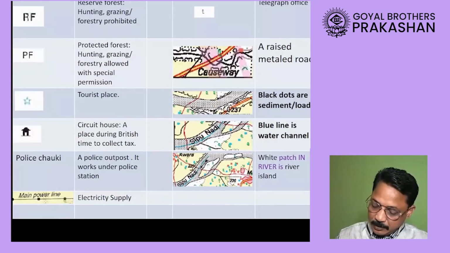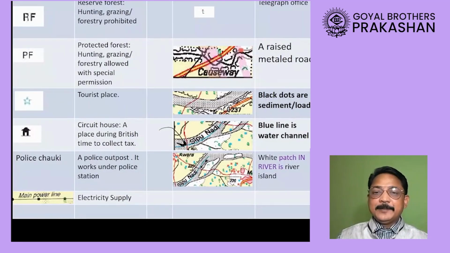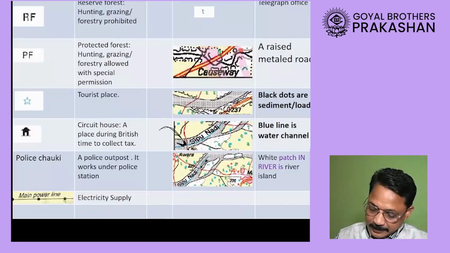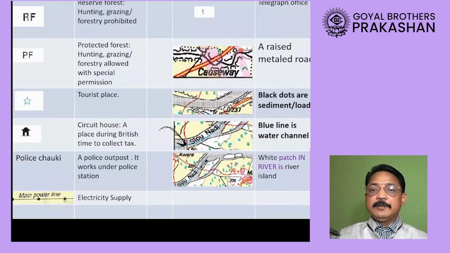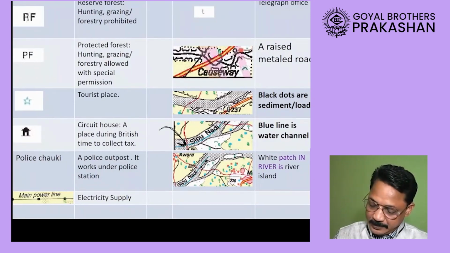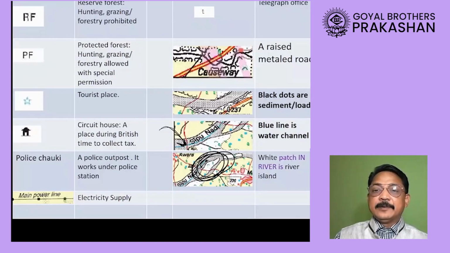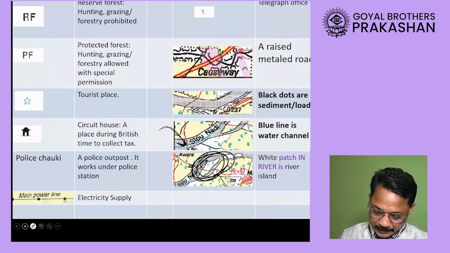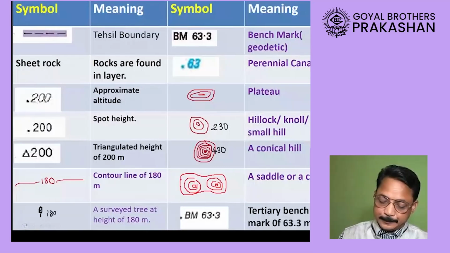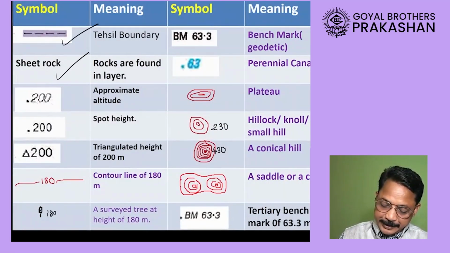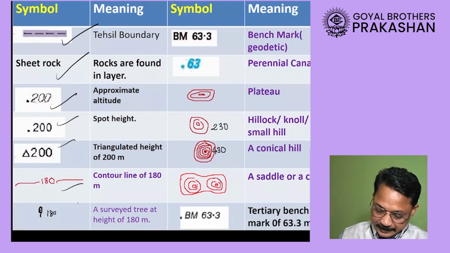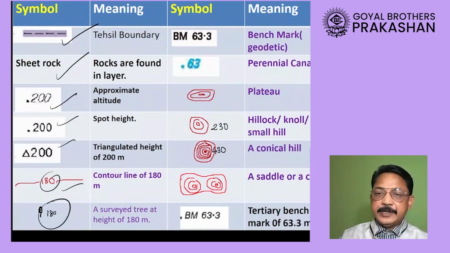Then in the next symbol inside the river, you find a blue color line here. So this is a flowing river, and this blue color line, dear student, that you are seeing inside is water flowing inside a river. And some time back we have already seen, if there is a white patch inside the river, that white patch stands for river island. We will be studying all these in detail. Tehsil boundary, sheet rock, then some numbers are written. That also we will be seeing in detail individually.